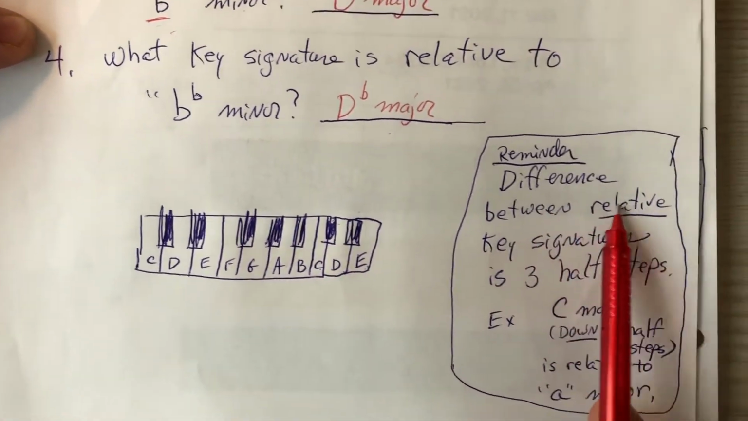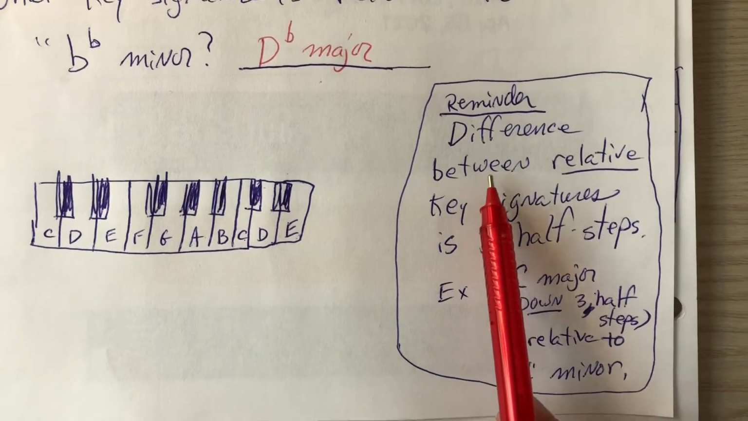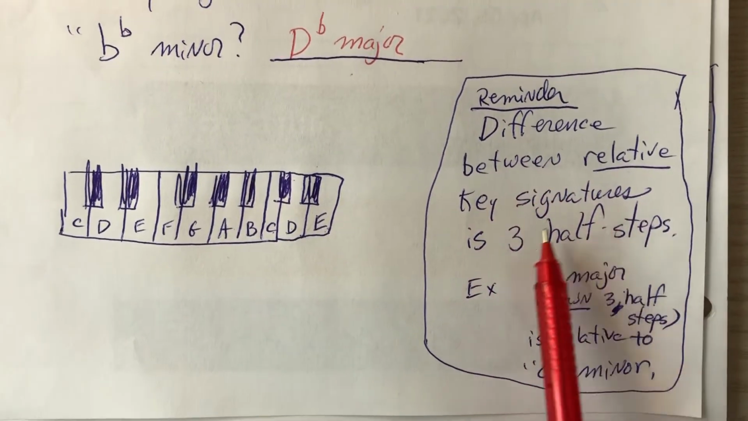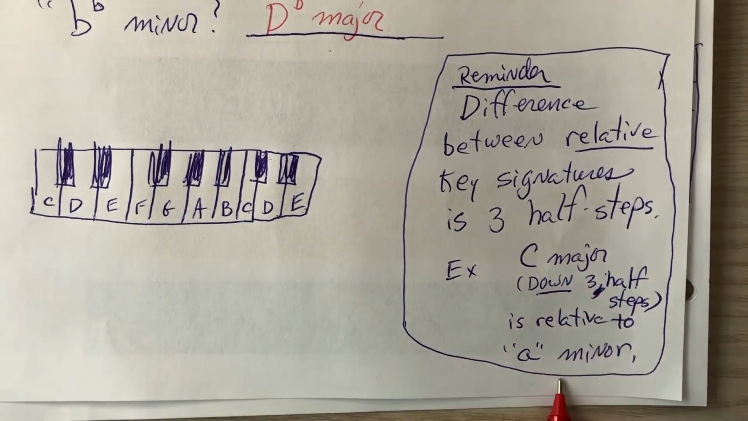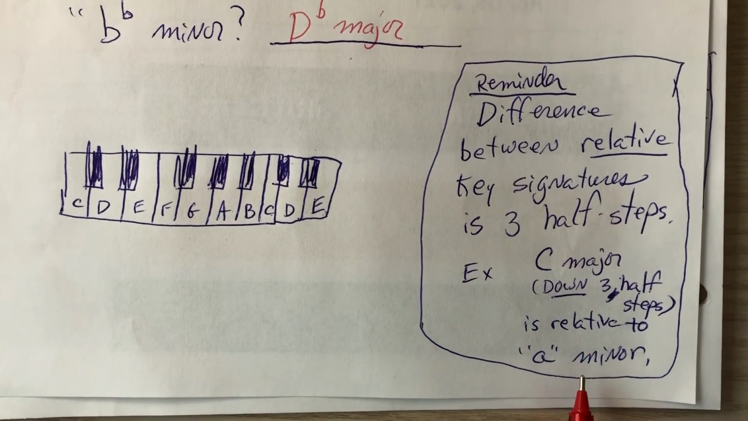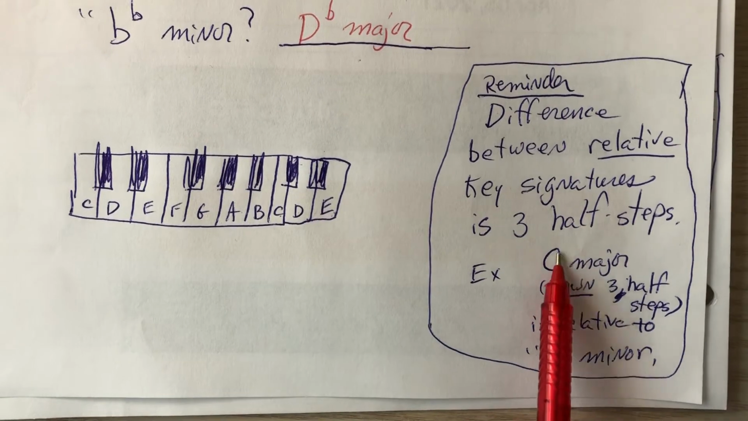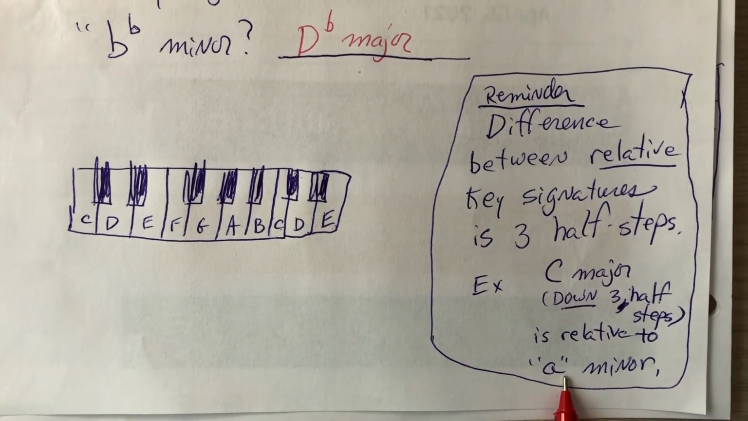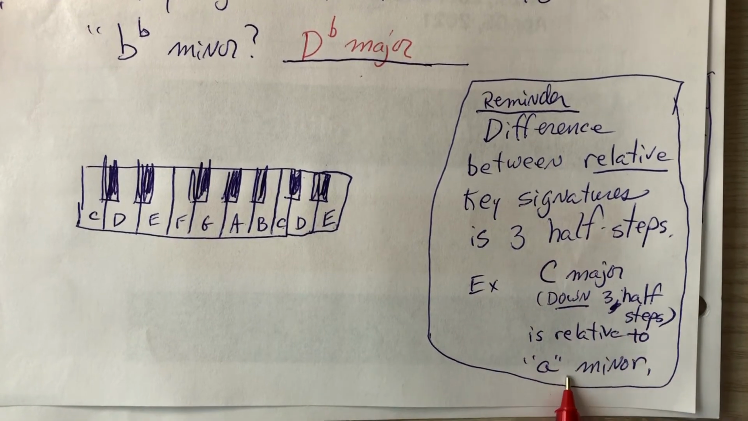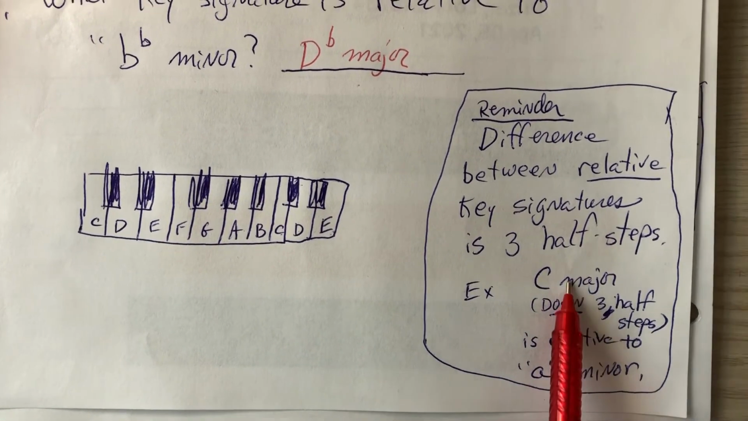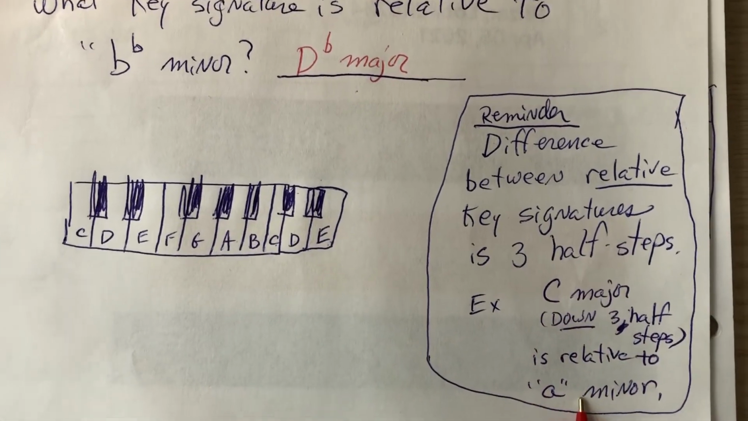And here's just a reminder, if you ever get confused, the difference between relative key signatures is always 3 half steps. So from major to minor, it's 3 half steps down. From minor to major, it would be 3 half steps up. Instead of remembering all the rules, you could just actually remember that C major is relative to A minor, and you could always deduce the rule from there.